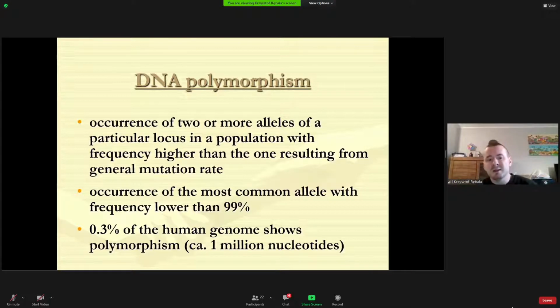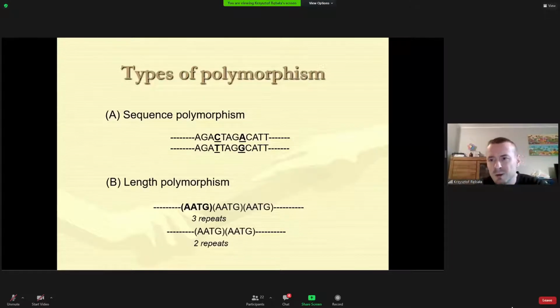And 0.3% of the human genome shows polymorphism, which corresponds to approximately 1 million nucleotides in the whole human genome. Of course we have two types of polymorphism. We have sequence polymorphism, which is studied especially in the mitochondrial DNA in forensic genetics, and length polymorphism, which is studied by forensic geneticists in case of nuclear DNA.